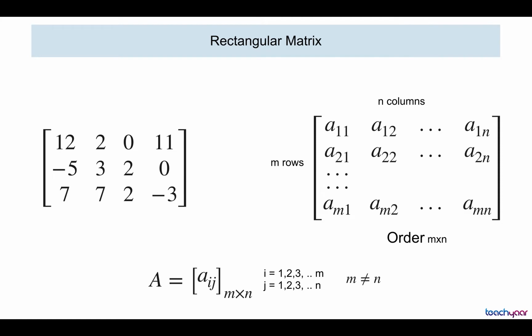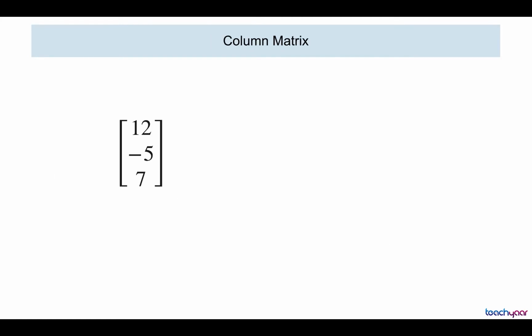Okay. So now let's look at a different kind of matrix that is also a rectangular matrix. You have a column matrix. So now what do you see here with the column matrix? You see that it has got 3 rows and 1 column, and so it looks like a column of numbers. So that's what a column matrix is.